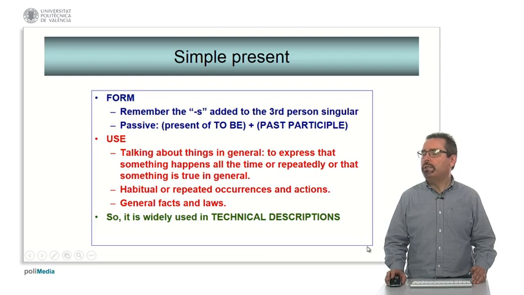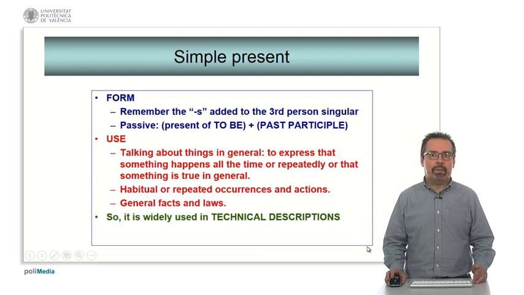The use. We use it to talk about things that are general. They express facts, something that happens at any time, and something that is true in general. And also for habits and repeated actions and occurrences. And also for facts, laws, things that are generally true. So it is widely used in technical English for descriptions.